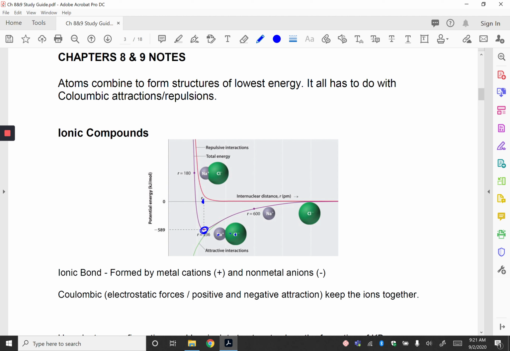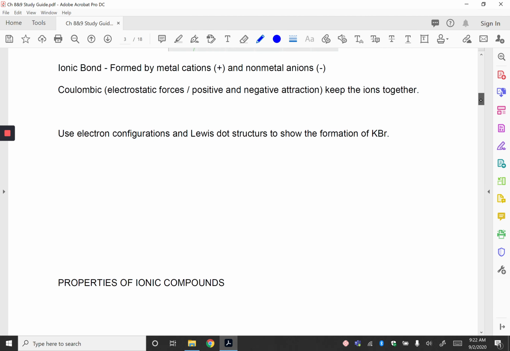An ionic bond is formed by metal cations that are positive and nonmetal anions, which are negative. And there are Coulombic attractions, or also known as electrostatic forces, or positive and negative attraction. Those all mean the same thing, all three of these. Those attractions are what keep the ions together. So that's the actual bond that keeps them held together.